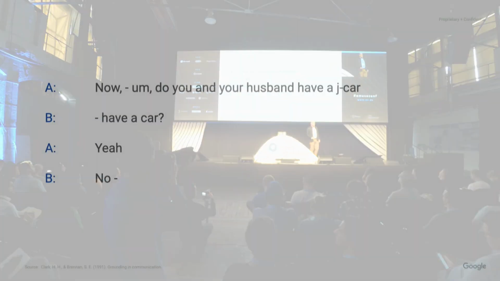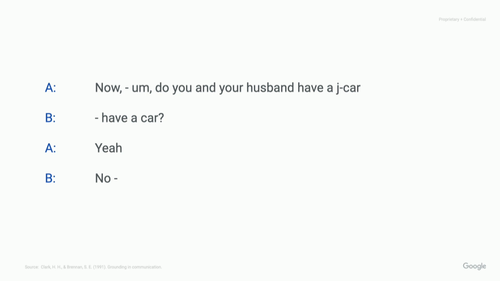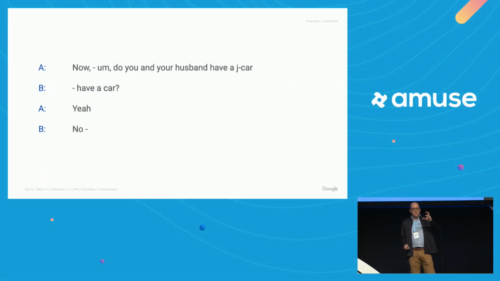There's also negative evidence. Person A says, now, do you and your husband have a car? B says, have a car? Person A says, yes. And then B says, no. Common ground and successful grounding wasn't done until you get to the very end. So you start at the very top of that interaction, and you haven't successfully grounded until the bottom. This, again, is not the exception. This is how we talk.